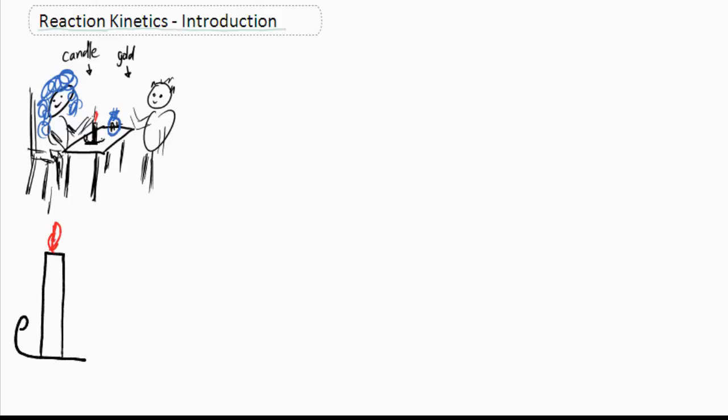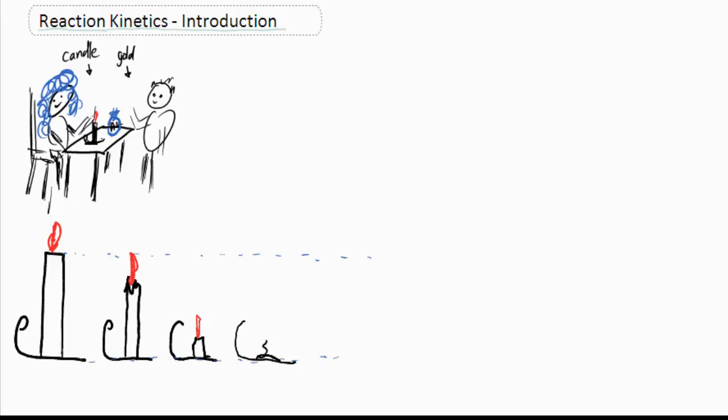Reaction kinetics is the study of the speed at which reactions happen. Let's start with two gentlemen a long time ago, an influential man with a candle and a rich man with a bag of gold. And they have agreed to have a meeting. The man with the gold has bought the time for the meeting, and the man with the candle has determined that the length of the meeting will be as long as the candle can burn for. When the candle's burned out, the meeting is done.